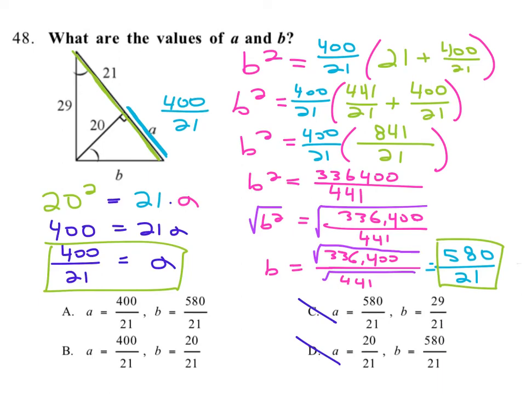So A and B both have 400 over 21 as the first answer for A, and only A has 580 over 21 for B. So that is our answer, A, and we're done. Now we've got one more problem to do on this video.